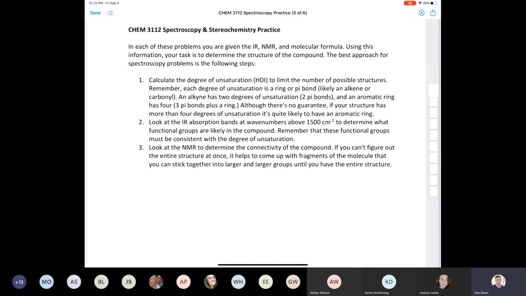You can see that it says each of these problems is given an IR and an NMR and a molecular formula. Using this information, determine the structure. The best approach is the following. I'm not going to read through the entire thing, but you can see that in number 1, it recommends that we calculate the HDI. The formula for HDI was 1/2 times (2 times the number of carbons plus 2 plus the number of nitrogens, subtract the number of hydrogens, subtract the number of halogens). And that's a formula you would have seen in Organic Chemistry 1.